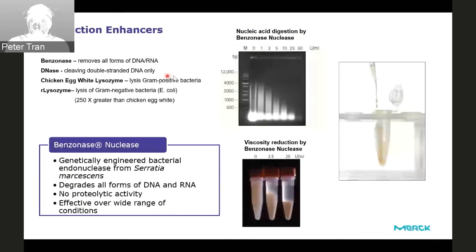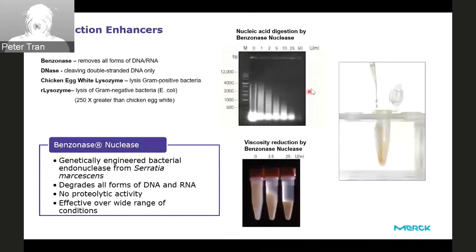And chicken egg white lysozyme for lysis of the gram-positive bacterial membrane. R-lysozyme is for the lysis of gram-negative bacteria, normally for E. coli, and it works much better than the chicken egg white lysozyme, about 250 times greater than the egg white.